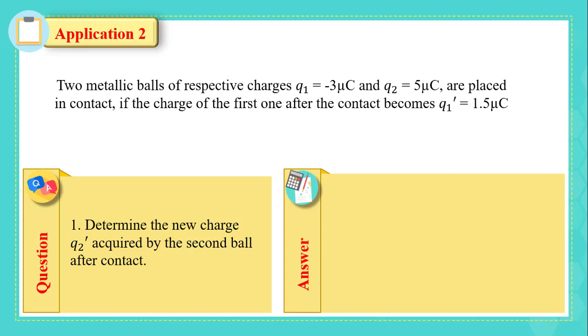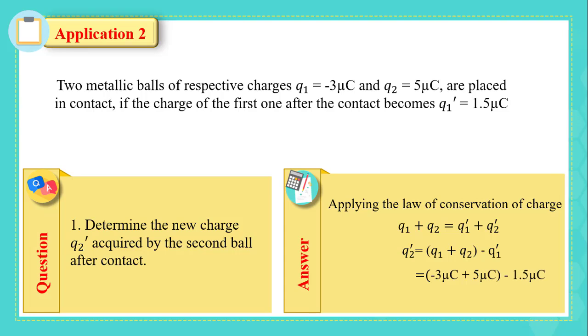The answer will be like this. By applying the law of conservation of charge, Q1 plus Q2 equal Q prime 1 plus Q prime 2. So Q prime 2 will be Q1 plus Q2 minus Q prime 1, and we substitute the values instead of each one. Finally, Q prime 2 will be 0.5 microcoulomb.